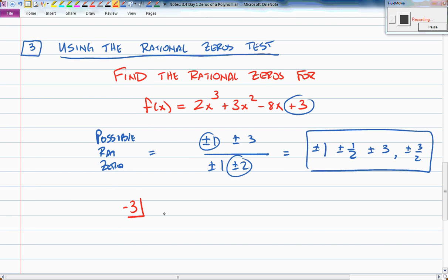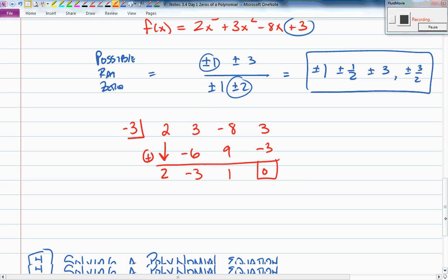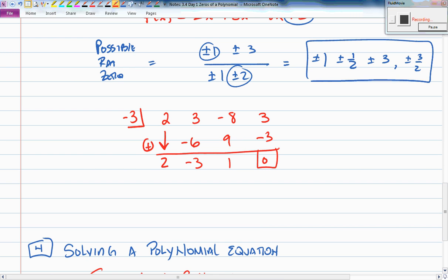So I'm going to use synthetic division to check. I'm going to have 2, 3, -8, and then 3. Okay, so we're going to skip a line and draw a line and see what we get here. I'm going to add this up. So 2 times -3 is -6. That would give me a -3. And then this would give me a +9. This would give me a 1. This would give me a -3. And that would give me a 0. Awesome. Perfect. So I've just verified now that -3 is a 0.